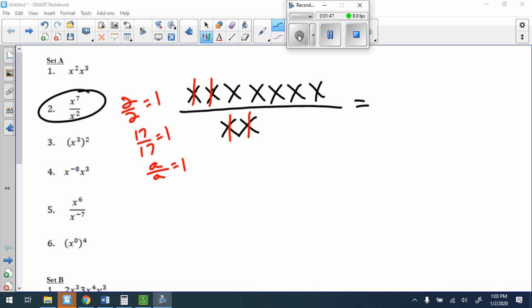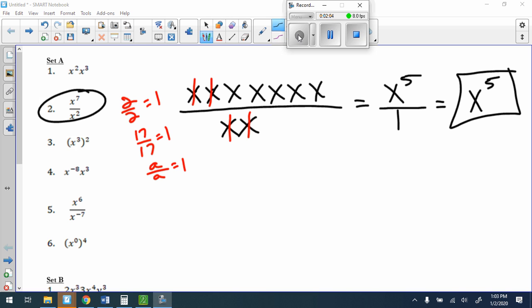Well, 1 times 1 is just 1, and then we don't have to write that because we have all these other x's. So here we have x to the 5th over 1 times 1 is 1, but now to divide by 1 doesn't change the value. So x to the 5th.